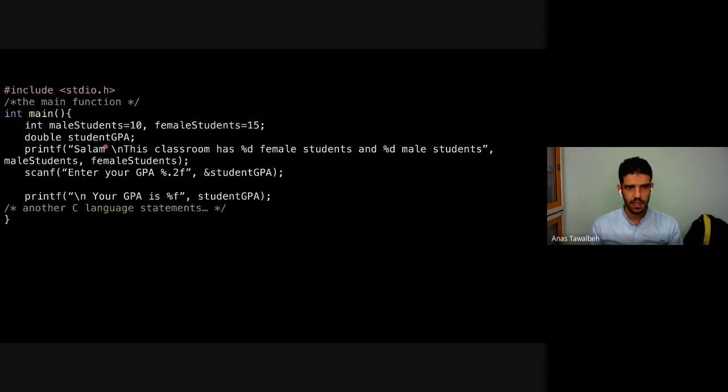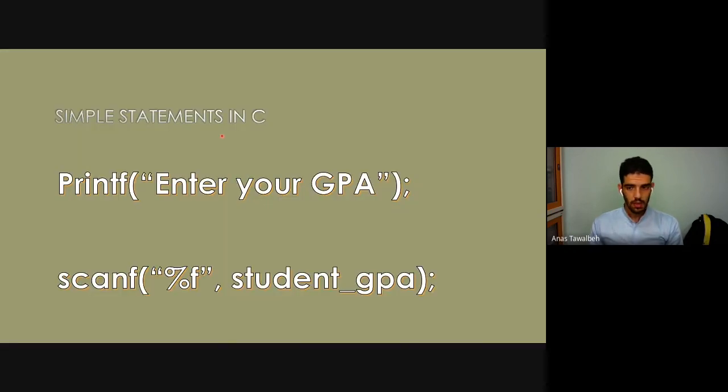And this is a complete example. For example, we have printf, enter your GPA, and then we have %.2f. So it's going to have 2 fraction digits. And then the user will be asked to enter his GPA as a student. After that, it's going to print your GPA, depending on the user. So if it's 80, it's going to print your GPA is 80. To sum up, simple statements, examples of them are printf and also scanf.